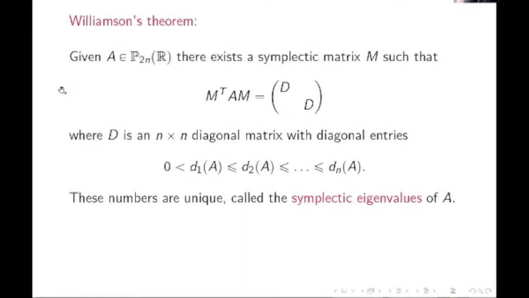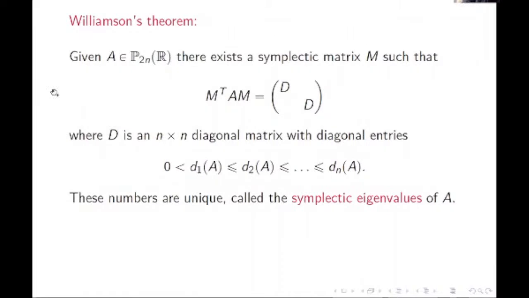A fundamental result on symplectic matrices is known as Williamson's theorem, which states that if A is any 2n cross 2n positive definite matrix, then there exists a symplectic matrix M that diagonalizes A in the following way: M transpose AM is equal to the diagonal matrix D direct sum D, where D is an n cross n positive diagonal matrix whose elements are arranged in increasing order. These numbers are unique in the sense that they do not depend on the choice of M, and we call these numbers symplectic eigenvalues of A.